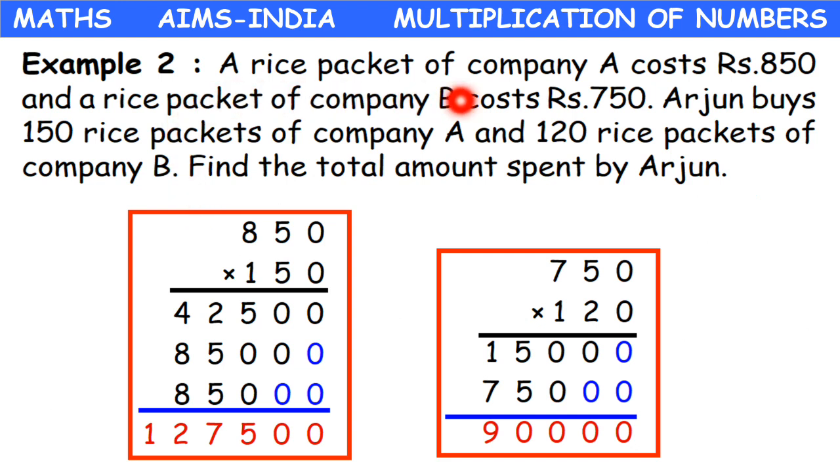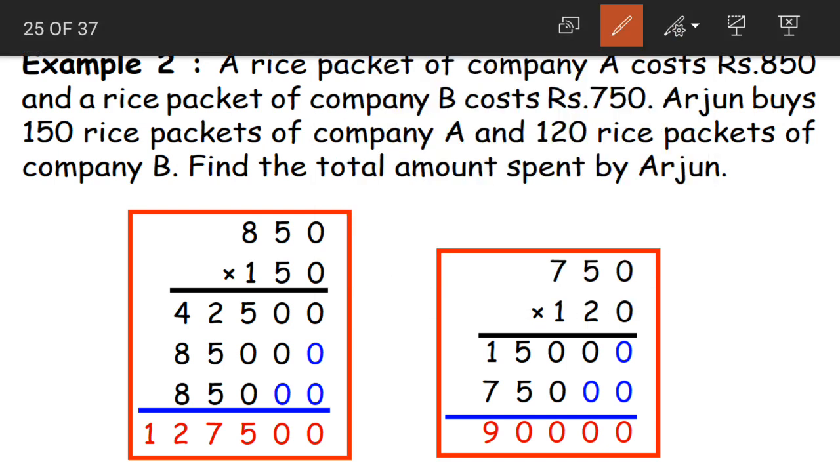Next, example 2. A rice packet of company A costs rupees 850 and a rice packet of company B costs rupees 750. Arjun buys 150 rice packets of company A and 120 packets of company B. Find the total amount spent by Arjun. Now normally how do we find out the total amount spent, children? Yes, we multiply. We multiply the items bought with their prices and then add.